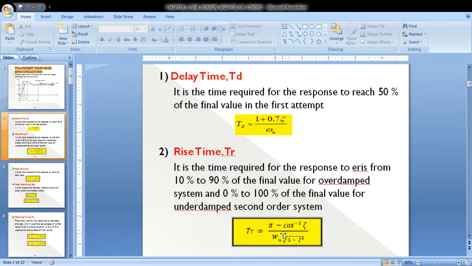So another equation for the rise time can be written as Tr equal to (pi minus theta) divided by omega d, where theta is in terms of radians, which is already given to you, and omega d is nothing but the damping frequency.